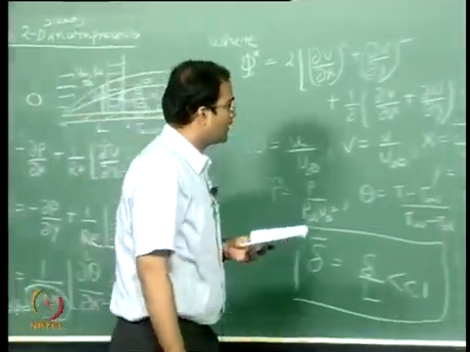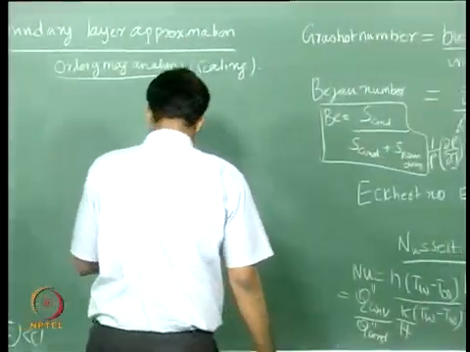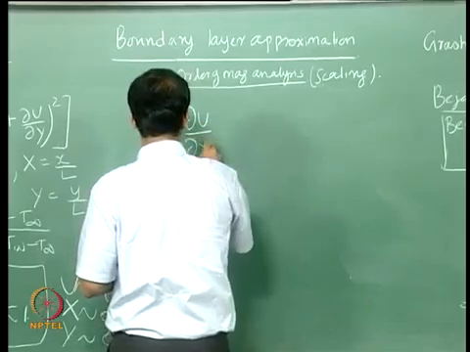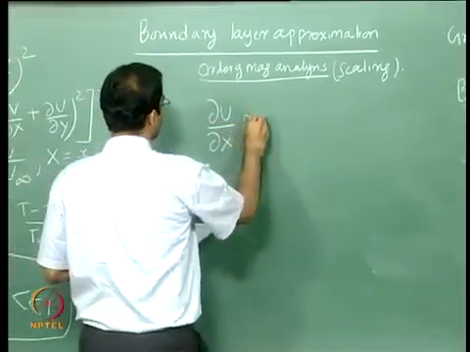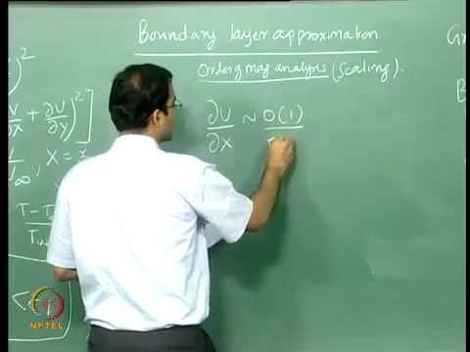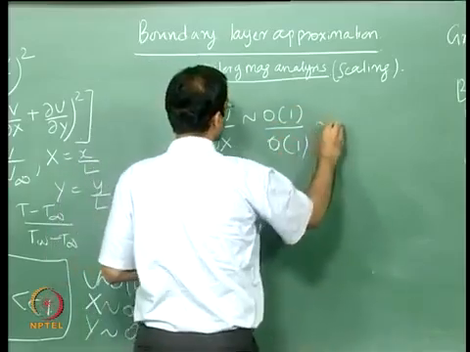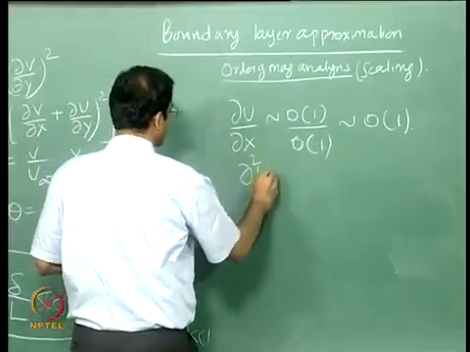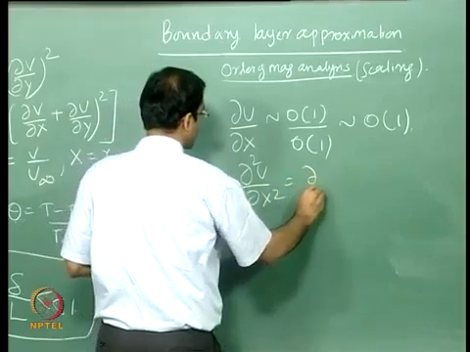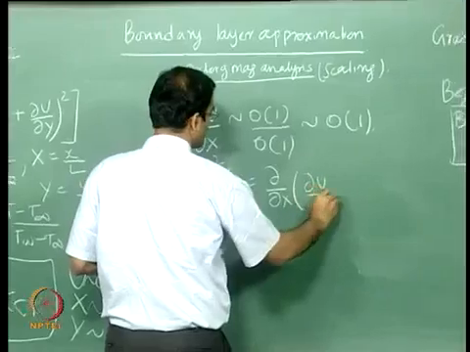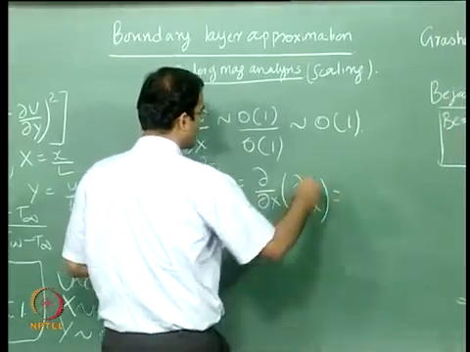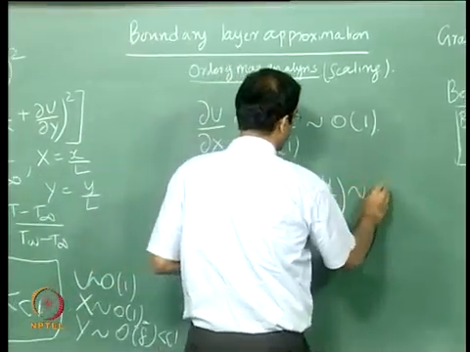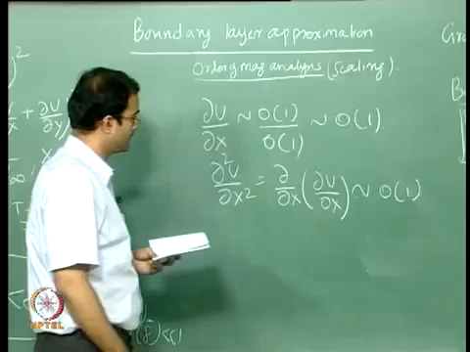I will start with the terms one by one. Now you can tell me what will be the order of magnitude of du/dx. u is of the order of magnitude 1, x is of the order of magnitude 1, so this will be of the order of magnitude 1. Now how about d squared u by dx squared? That is nothing but d by dx of du/dx. Already this is of order of magnitude 1 divided by 1, so this should also be of order of magnitude 1.